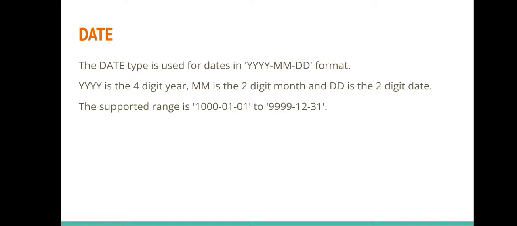So for all the data types that we have discussed in this video, there are two important things we need to keep in mind. The first is the range, the length that we can store in that particular variable, and the second is the size that variable will occupy in the memory.